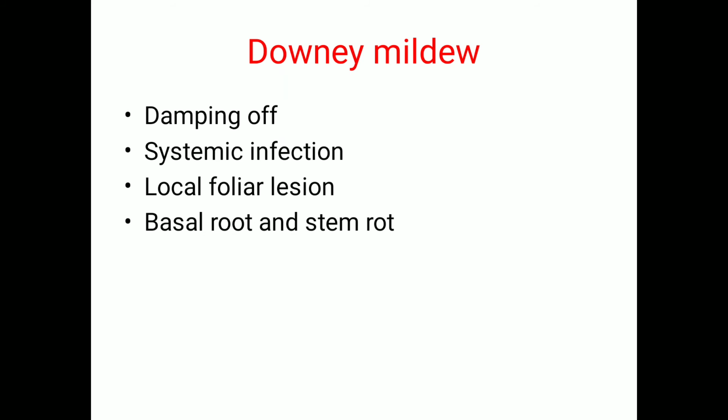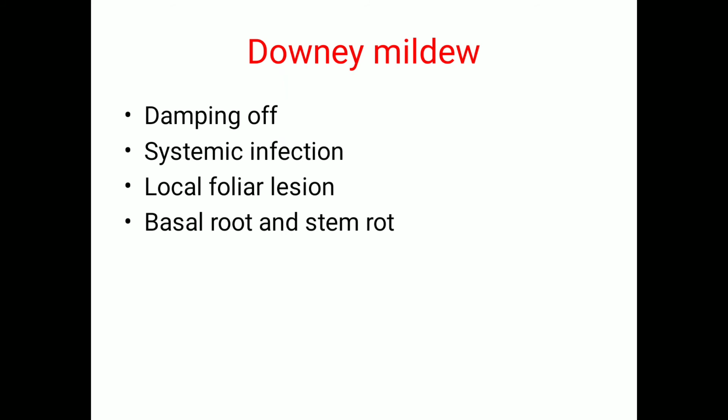Then regarding systemic infection, sunflower plants carrying systemic infection are severely stunted. The upper leaves become entirely chlorotic, the stem becomes brittle, and the most important symptom is that the flower heads of infected plants remain erect, become small in size, remain sterile, and do not produce any seeds on such heads. So this is about the systemic infection.